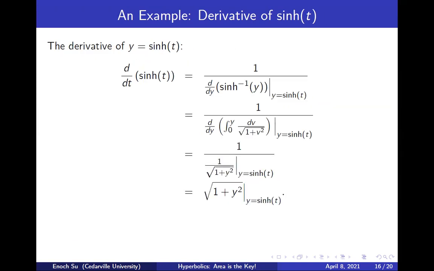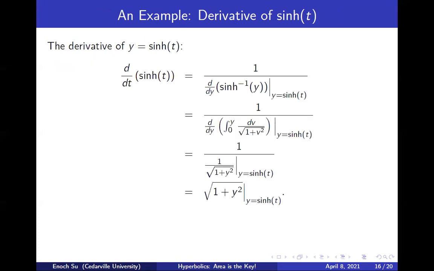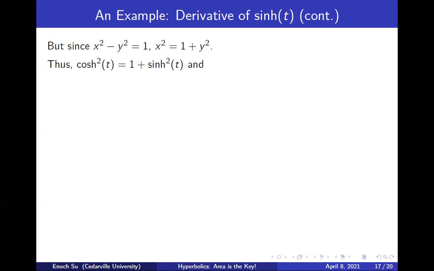Now, here comes the tricky part. Notice 1 plus y squared. Doesn't that look familiar? Well, remember the unit hyperbola, x squared minus y squared equals 1. So if we rearrange to solve for x squared, we get the form 1 plus y squared. Aha, that is exactly what we have down here. And since we define x to be cosh t and y to be sinh t, we get cosh squared t equals 1 plus sinh squared t.